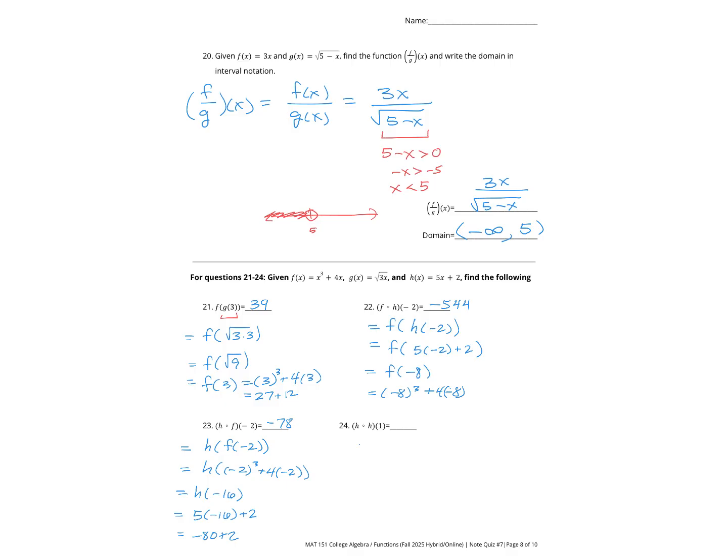And then finally, for the last one, we're going to calculate h of h of 1. Well, h of 1 is 5 times 1 plus 2. So that's h of 7. Then h of 7 is 5 times 7 plus 2. And that's going to be 35 plus 2, which is 37. So that is the different values for those function compositions. Again, you just do the inside parentheses first to calculate your answer. All right, let's move on to the next page.